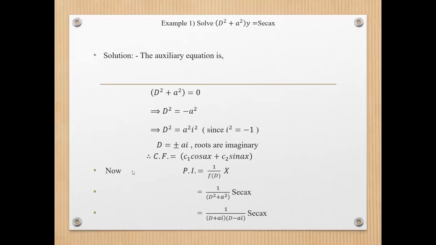Now the next part is to find the particular integral. By definition, the particular integral is equal to 1 upon f of D into X. What is f of D? This is f of D, D square plus a square, into X. What is X? It is nothing but the right hand side of the given linear differential equation, which is sec x.